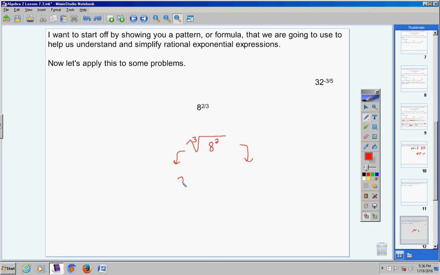So put a 2 here, and then bring down your power and put it here. And then 2 times 2 is 4. That's one way to do it. Or you can do the power first. 8 times 8 is 64. So now you have the cube root of 64. And the cube root of 64 is 4 because 4 times 4 times 4 is 64. Either way works, okay?